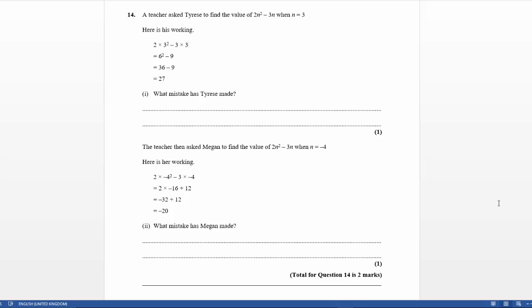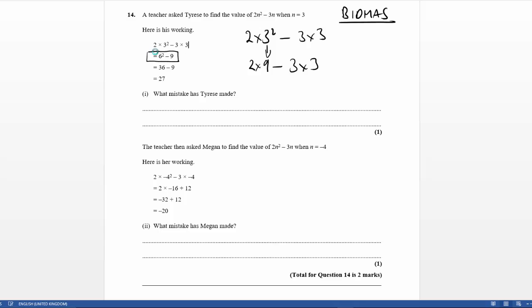Right. In this next question it says, a teacher asked Tyrese to find the value of 2n squared minus 3n when n equals 3. Here is his workings. So what he's done, he did 2 times 3 squared minus 3 times 3. Obviously this is a BIDMAS question. So the first thing, there's no brackets. The second thing, there's an indices. That's what the I stands for. That should become 9. So we should do 2 times 9 minus 3 times 3.